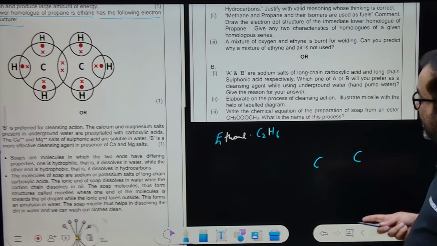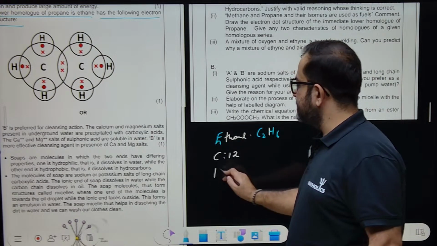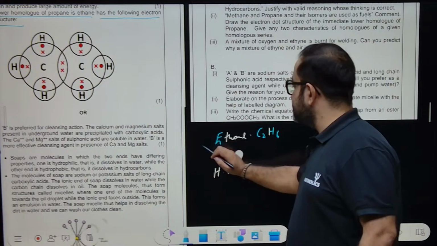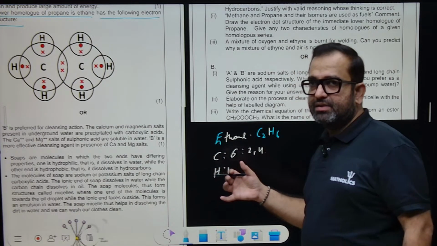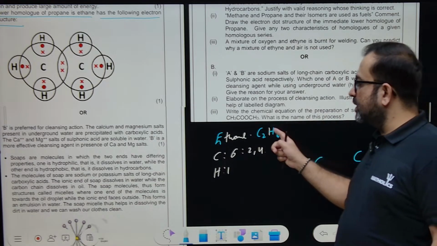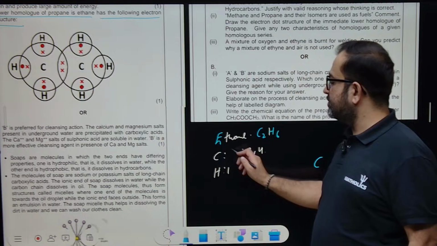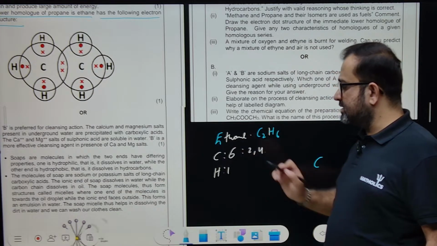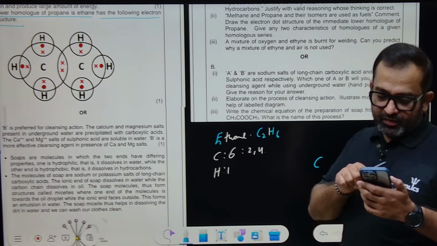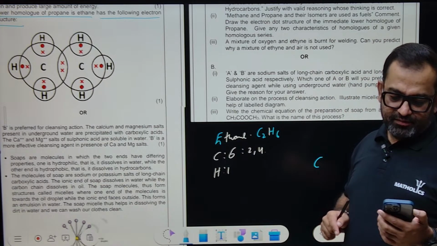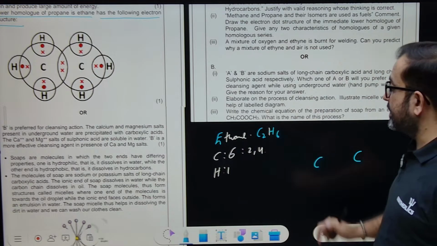Okay. Carbon's atomic number is what? Carbon's atomic number is 12. Hydrogen is 1. Sorry, carbon's atomic number is 6. That is 2, 4. That means total 6 electrons will be there. So how many electrons in the valence shell? Anyone? There are 4 electrons, right?